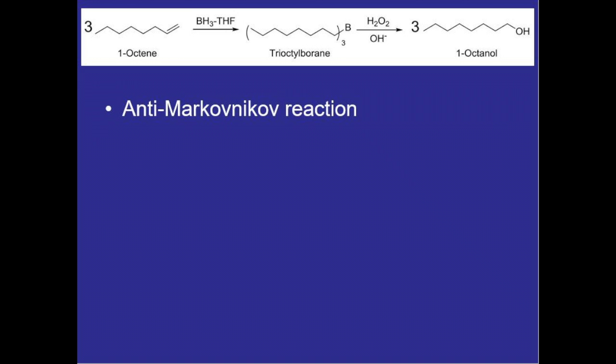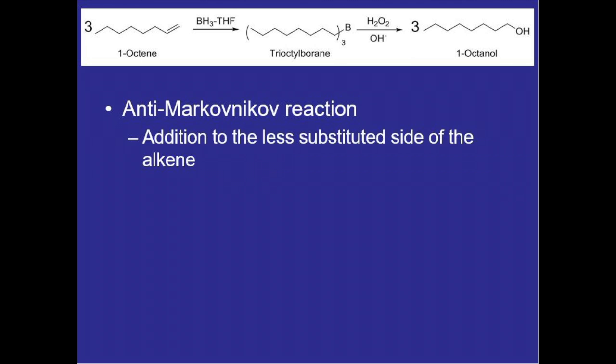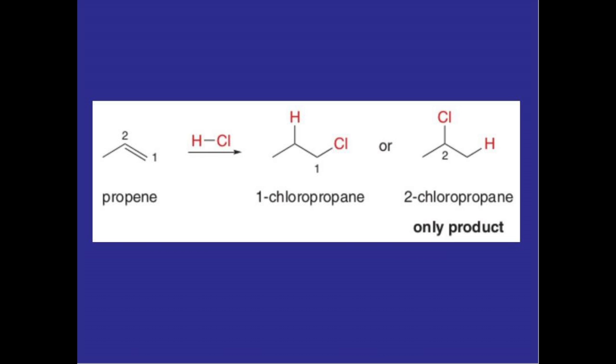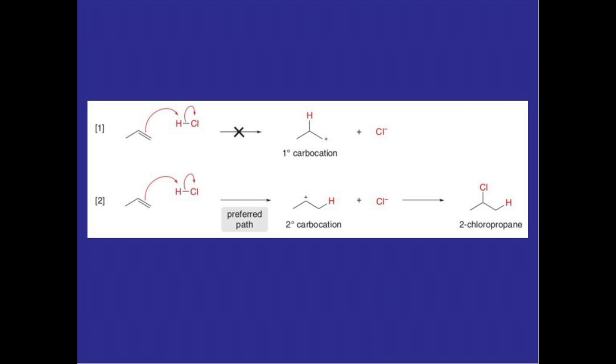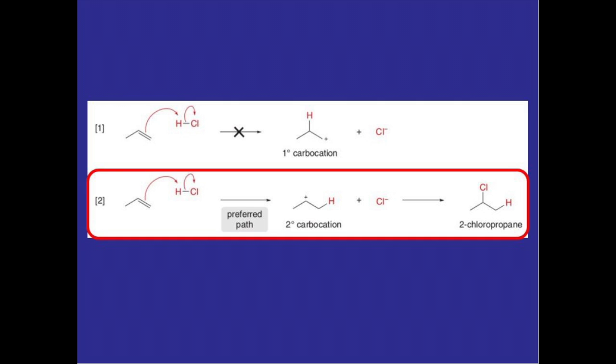The hydroboration oxidation reaction is an anti-Markovnikov reaction, meaning that the group that we are adding is going to be added to the less substituted side of the alkene. Usually in reactions we have a Markovnikov reaction where the group we are adding is being placed onto the more substituted carbon, and that just has to do with the carbocation intermediate. It's more stable for that positive charge to be placed on a more substituted carbon, so the group is added to that more substituted carbon.